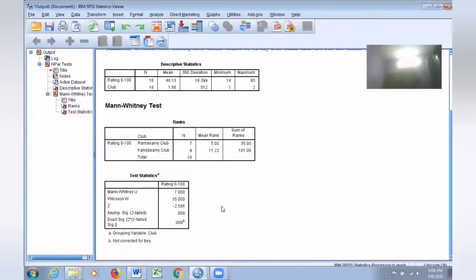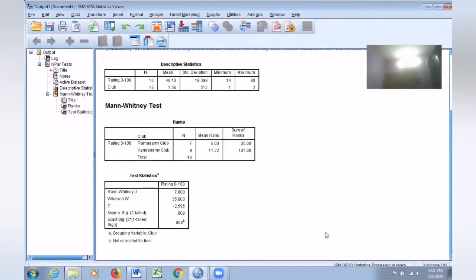So what is the hypothesis? There is no significant difference between the respondents of Ramasamy Club and Kandasamy Club and their rating of the Shakespearean drama. That is the hypothesis with which we proceeded with this test. Here the sig value is 0.008, which is less than the significance level of 0.05, and so the null hypothesis is rejected and the alternative hypothesis accepted. That means there is a significant difference between the club association of the respondents and the rating of the Shakespearean drama.